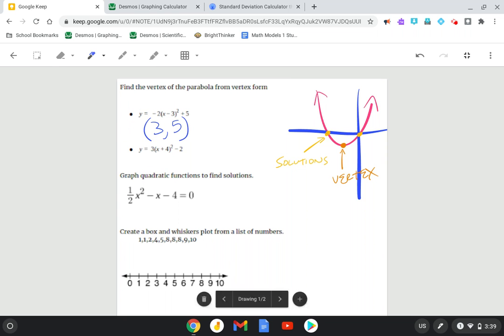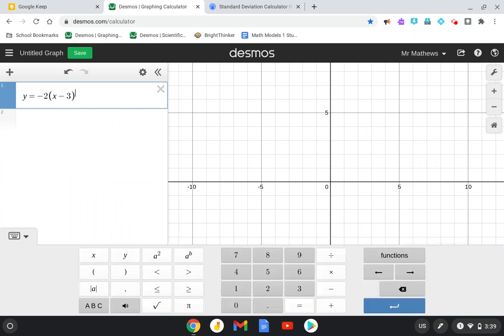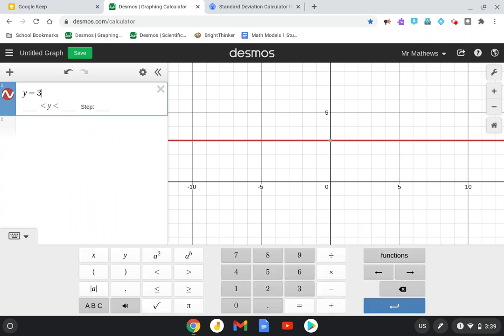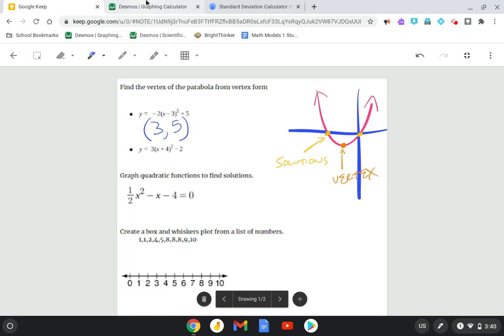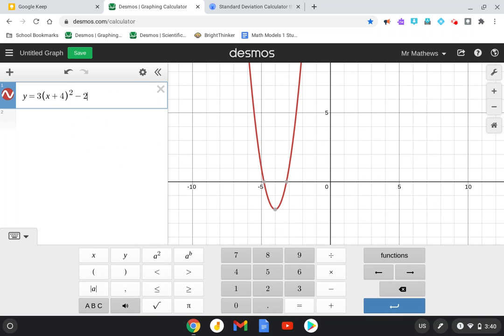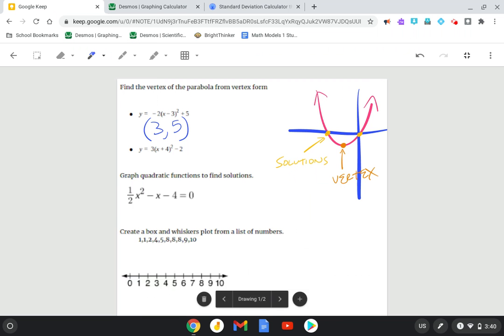Let me look at our next one. Y equals 3 times (x plus 4) squared minus 2. Similar idea, (x plus 4) squared minus 2. And there is my vertex, -4, -2.